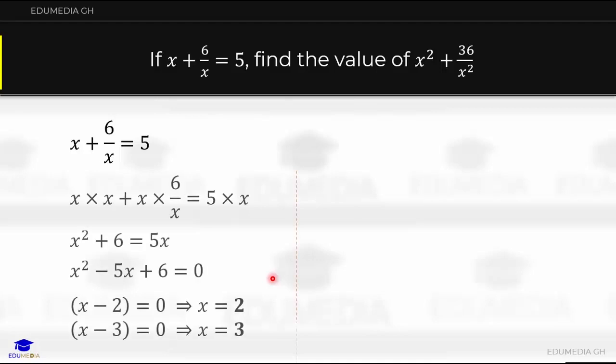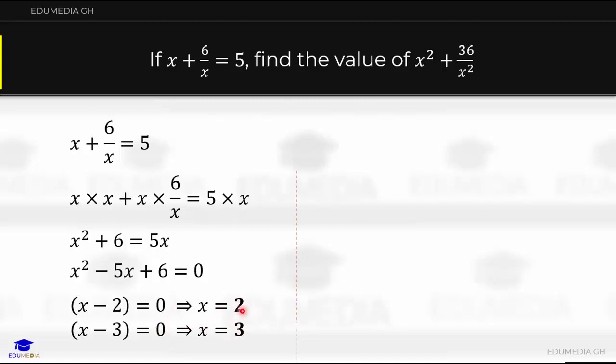So multiplying both sides by x, we are going to deduce something here. So we have x multiplied by x, x times 6 divided by x, and then here also 5 times x. So we have x squared plus 6 equals 5x here. x squared minus 5x, that's bringing this 5x here, plus 6 equals 0. Solving this quadratically, we have x minus 2 equals 0, x minus 3 equals 0. So we have the values of x to be 2 and 3.